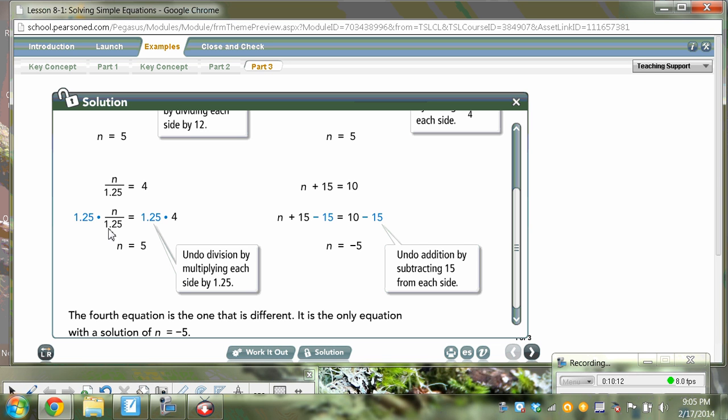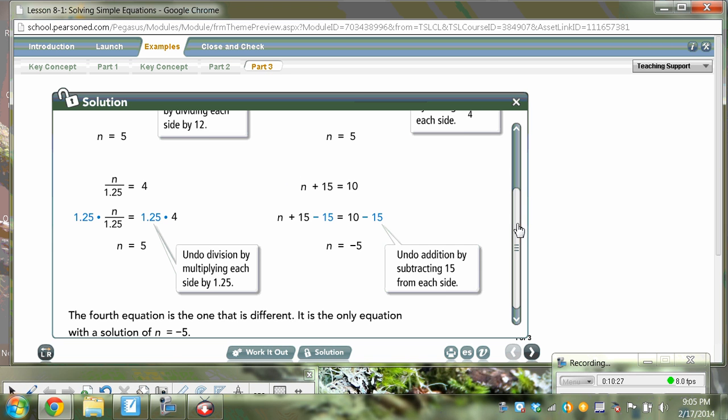So they multiply by 1.25 on both sides so they could get n by itself. And then over here we ended up with a negative 5. So that one is the one that's out. So hopefully you found those same answers.